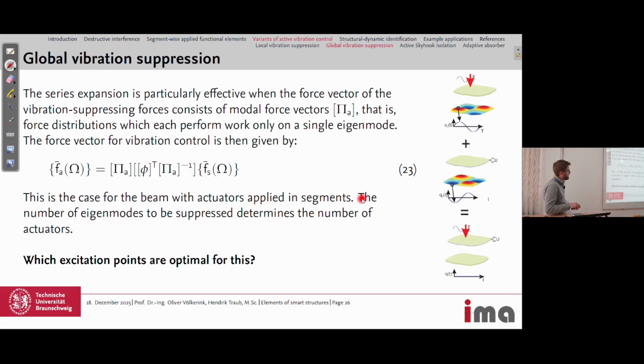And with this, we can also say that the number of eigenmodes we want to suppress determines the number of actuators we need for this global vibration suppression. If we want to suppress the first 3 eigenmodes, we need 3 actuators. Now, an open question still is which excitation points to use for the actuators. So where do we place them on the structure?